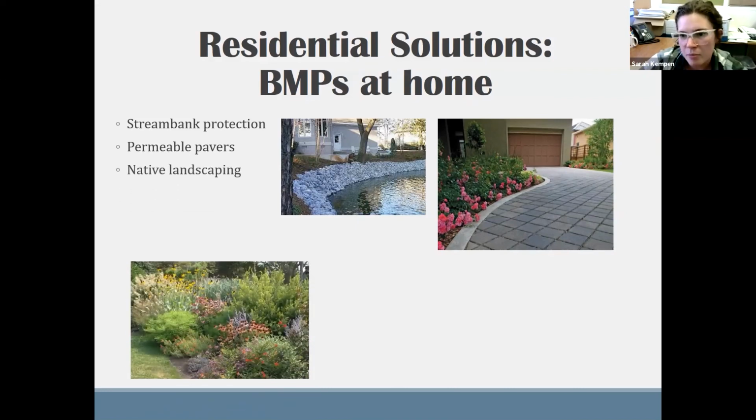Doing some native landscaping is important because the turf grass that a lot of us have on our lawns doesn't have a very deep root system. Native landscaping has very deep root systems, so when it rains or water is on your property, it has a place to infiltrate instead of running off or over that turf grass.